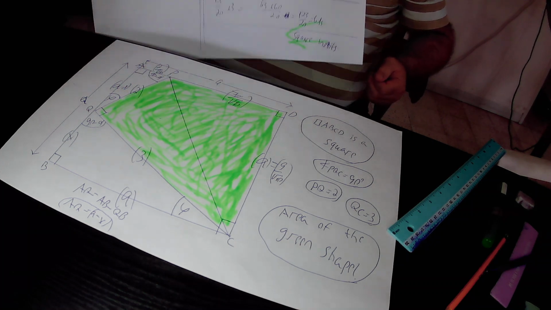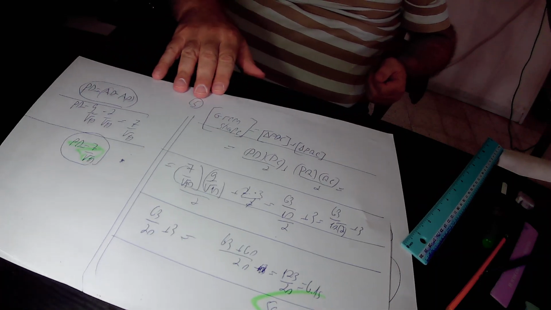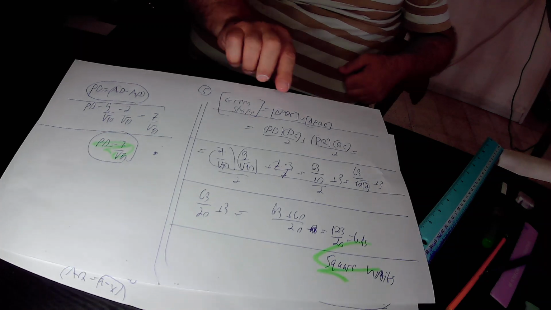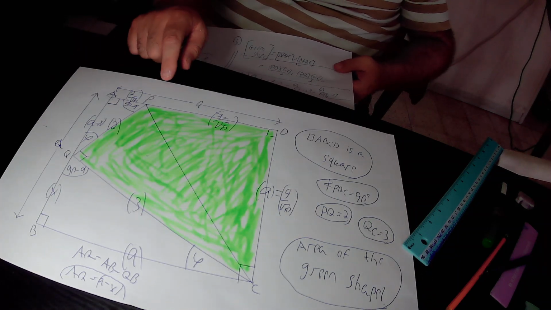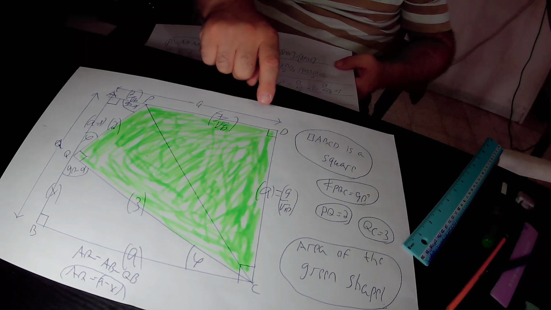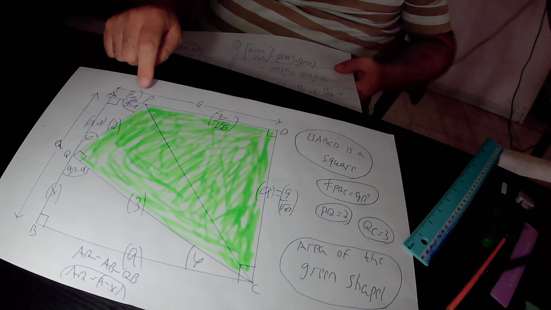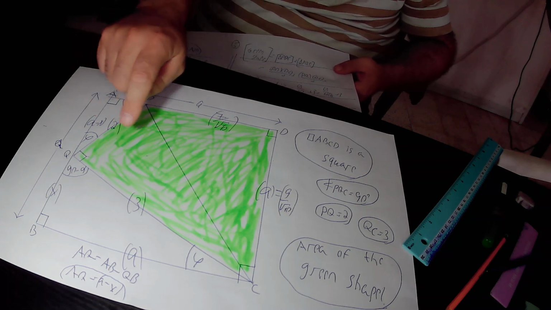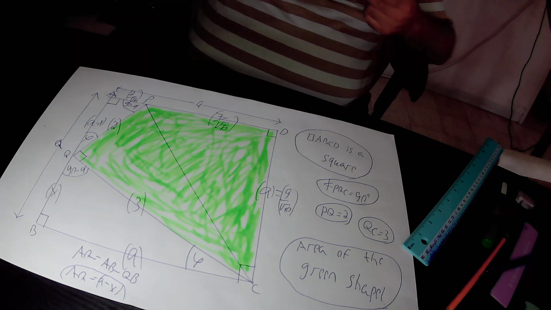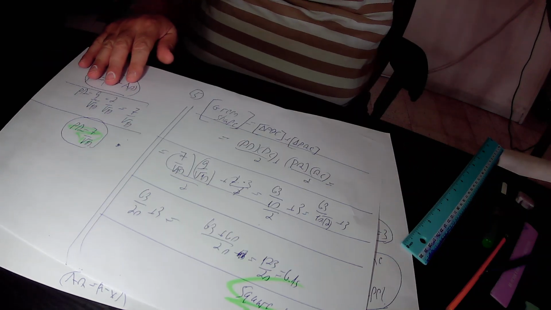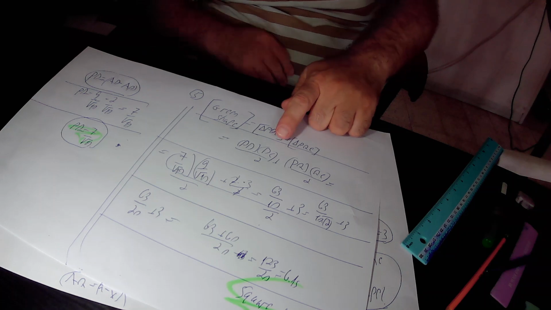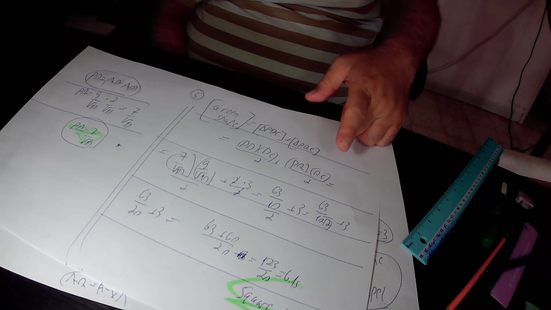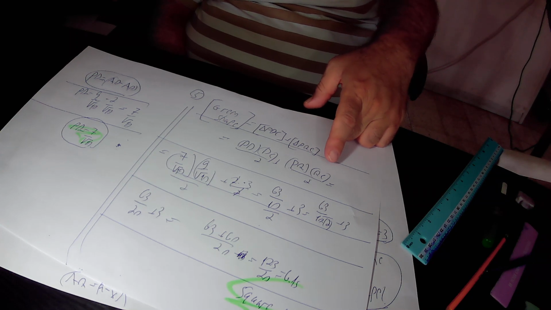So in total, the area of the green shape equals the area of triangle PDC plus the area of triangle PQC. The area of the right triangle PDC is the base PD times the height DC over 2. The area of the right triangle PQC equals the base PQ times the height QC over 2.